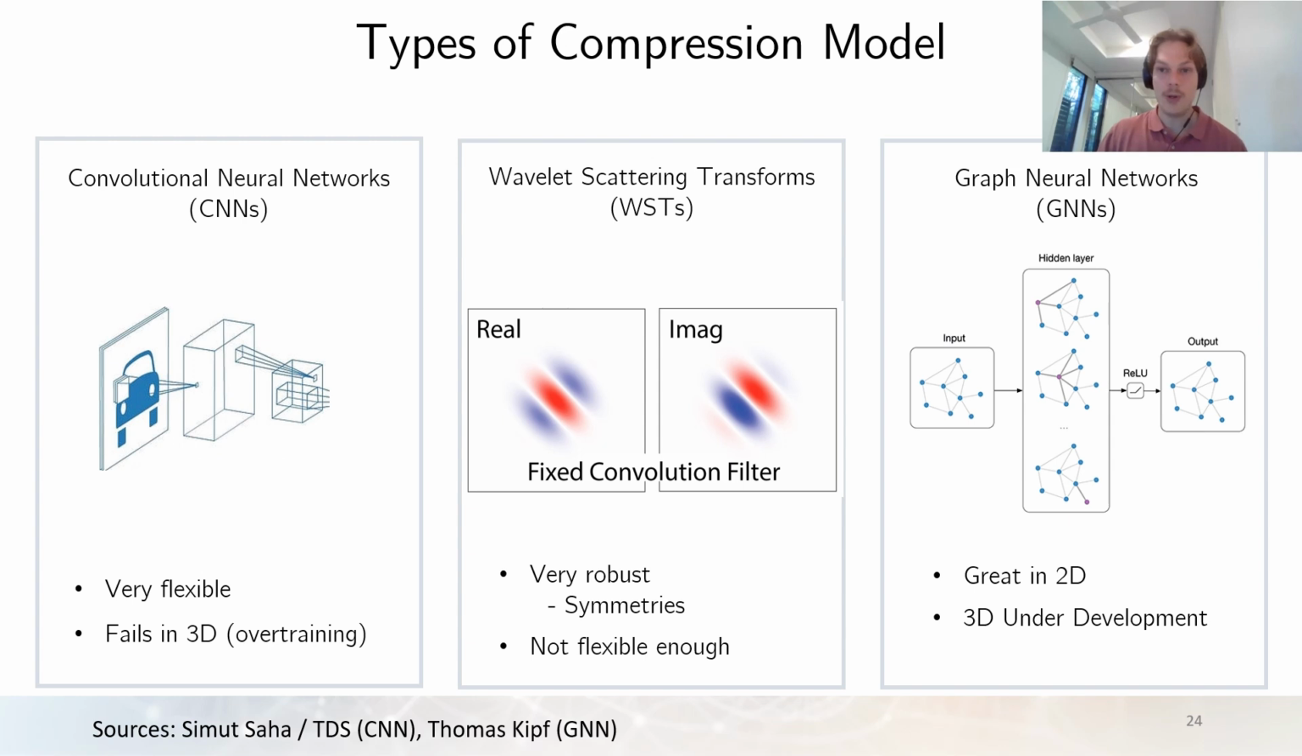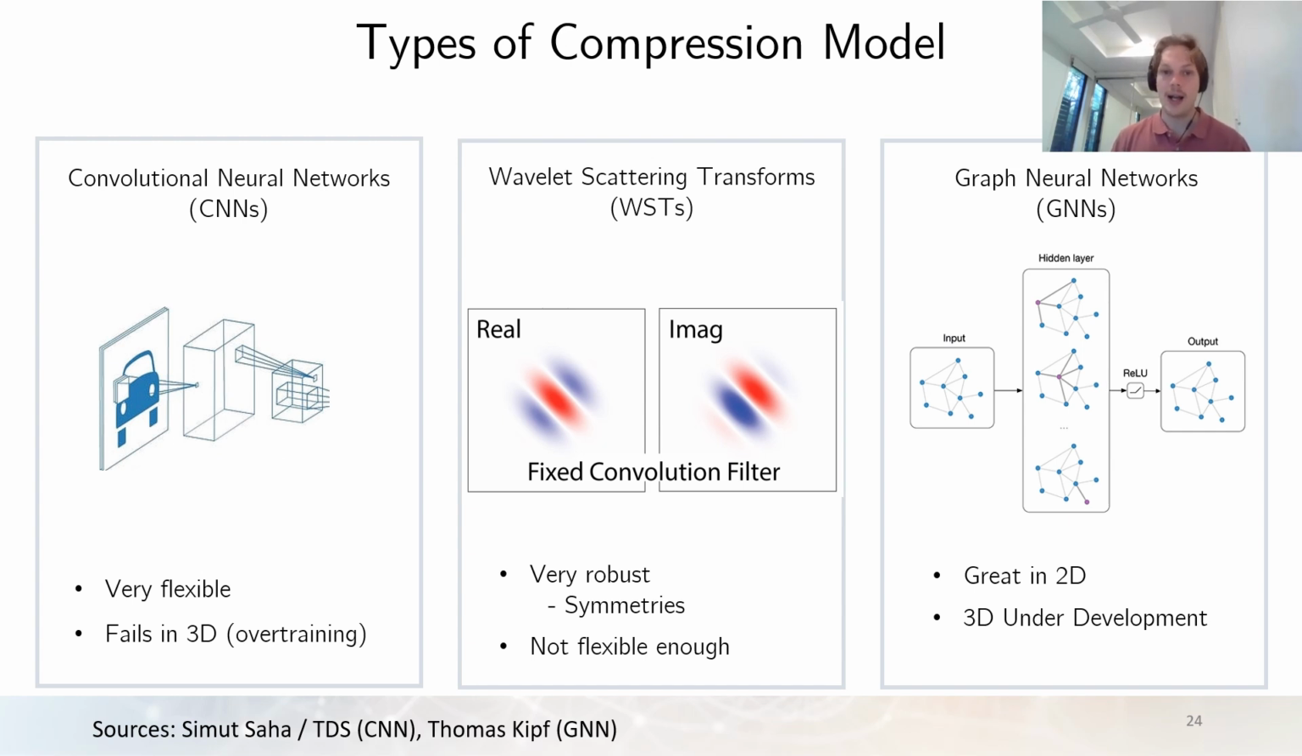So the types of compression model that we've investigated so far, firstly, convolutional neural networks. So these are super flexible. These are sort of your standard go-to for understanding image information. These are potentially too flexible for our case because we just don't have enough data in a real survey to train them in any successful way. And we certainly find they tend to fail in 3D because they just end up memorizing your data instead of learning useful correlations.